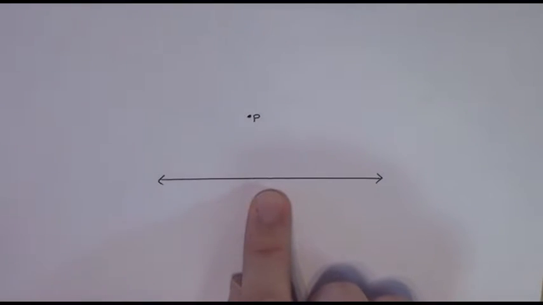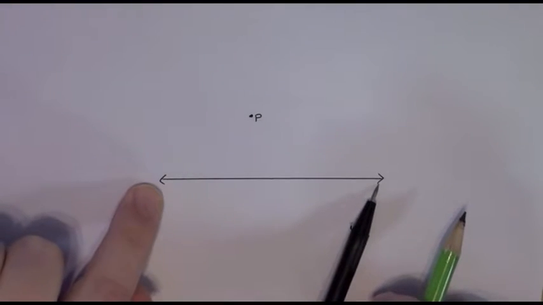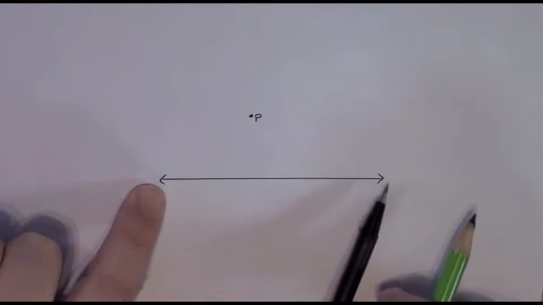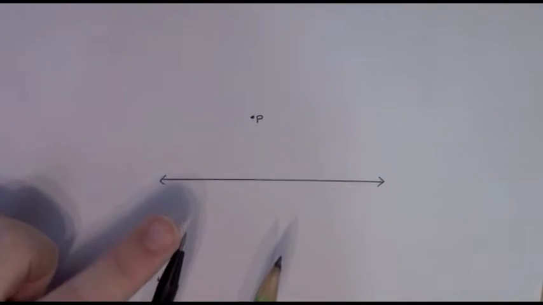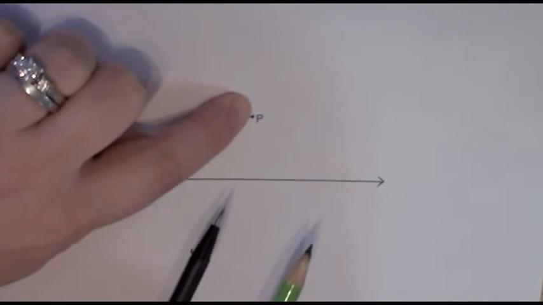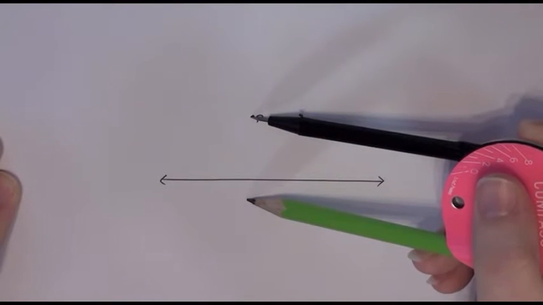To construct a line through point P that's perpendicular to another given line is very similar to constructing a perpendicular bisector, except for step one. Step one, instead of starting at the endpoints, because notice there aren't actually even any points on this line identified, let alone endpoints since it's a line, you start by putting the center of your compass on your point P. And you're going to draw an arc that crosses your line twice.